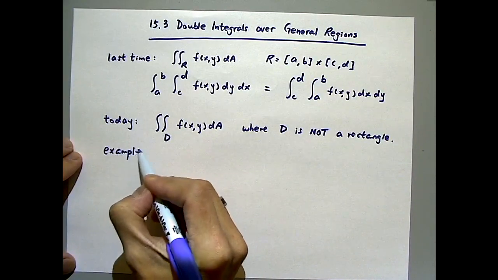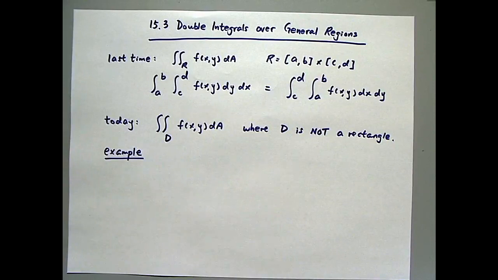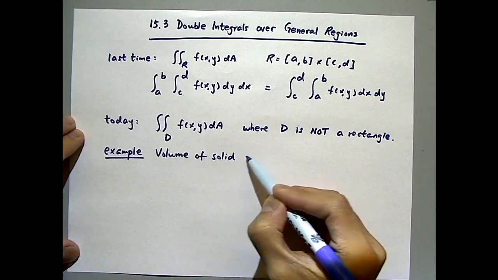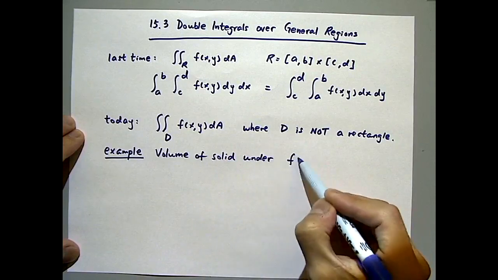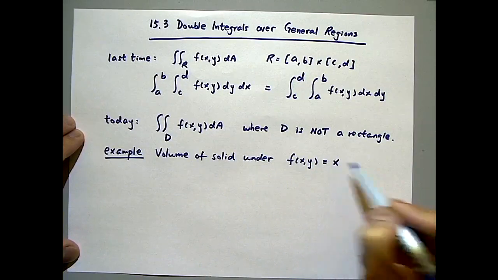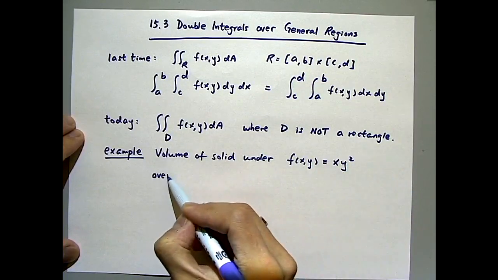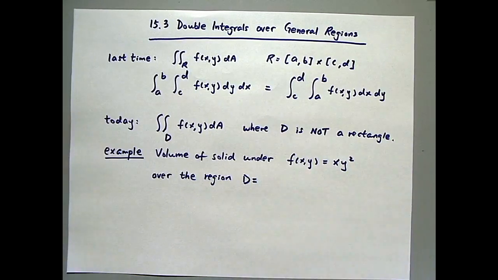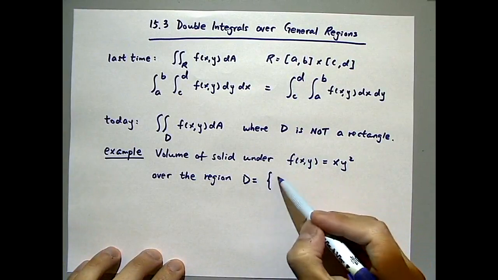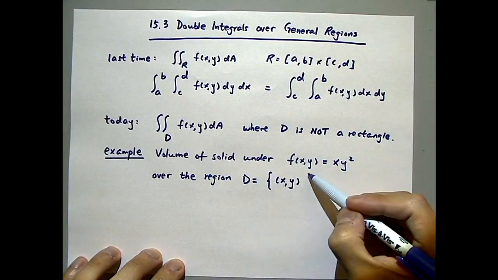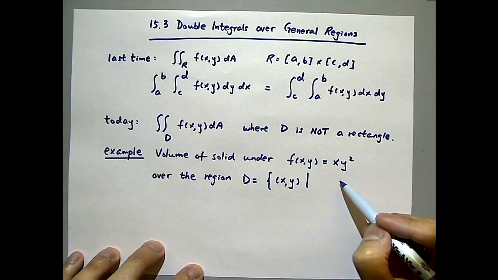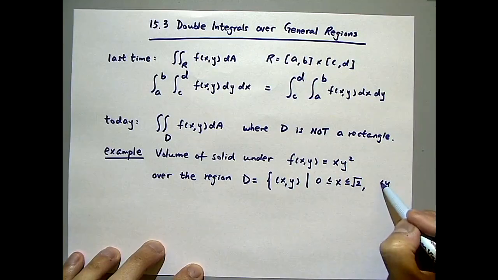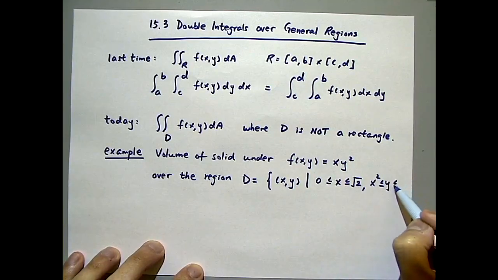All right, let's start with this example. Let's find the volume of a solid under the function f of x y equals x y squared, over the region D, and I'll write down the region description here. Remember, you've seen this notation before. All the points x and y such that x runs between 0 and radical 2, and y runs between x squared and 2.